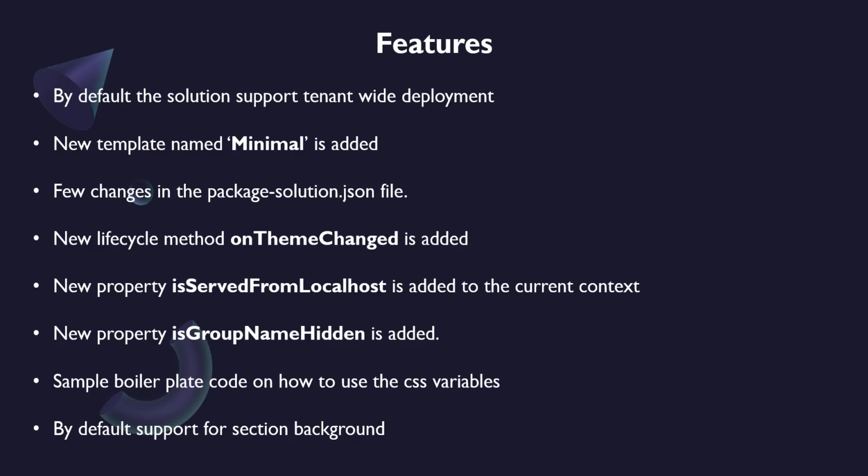While creating the web part, usually there will be two options provided. One is for tenant-wide deployment and another one is for API access. So in this version, they have made the tenant-wide deployment as default. So there won't be any option for us to disable it. So in case if you want to disable, you can directly go to the package solution.json and then you can make the property named skip feature deployment as false.